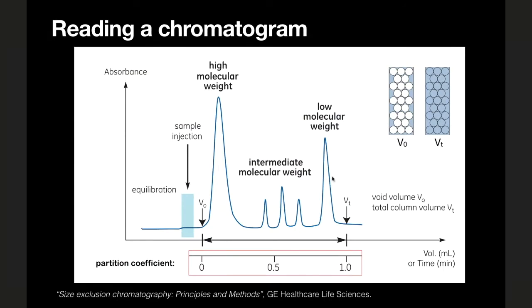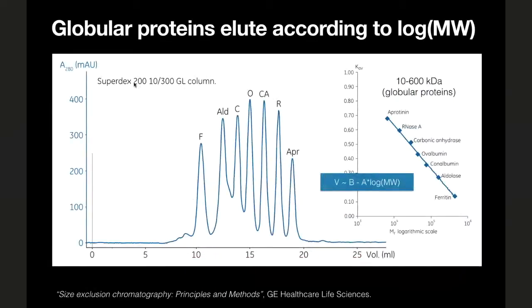Exactly what these molecular weights are is a property of the column that you're using. Here's an example of a calibration sample run on a Superdex 200 column. This is a pretty common column used in SEC-SAXS. Usually people will make a calibration plot like this. K is the partition coefficient, basically the point at which it elutes on the column, and the x-axis is the log of molecular weight, and for this calibration sample, it falls on a straight line.